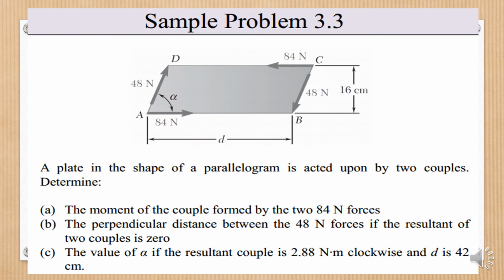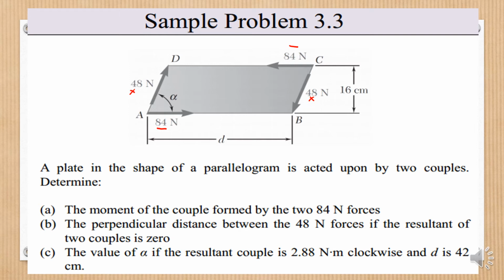Let's try this example, sample problem 3.3. Let's read it. The plate in the shape of a parallelogram is acted upon by two couples. The first couple has F at 84 Newton, and the second one is 48 Newton. Remember that a couple should have the same magnitude, opposite direction, and parallel lines of action. These two couples fulfill the category of couples.